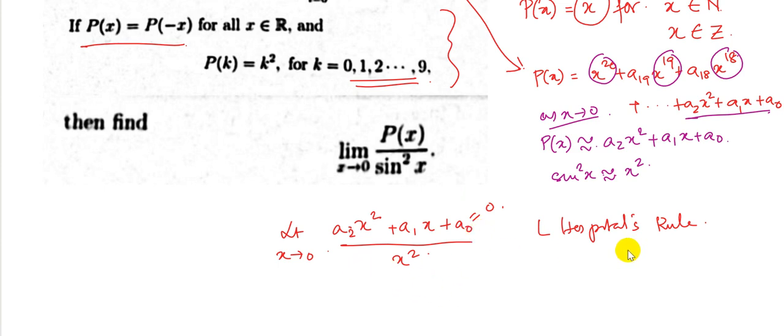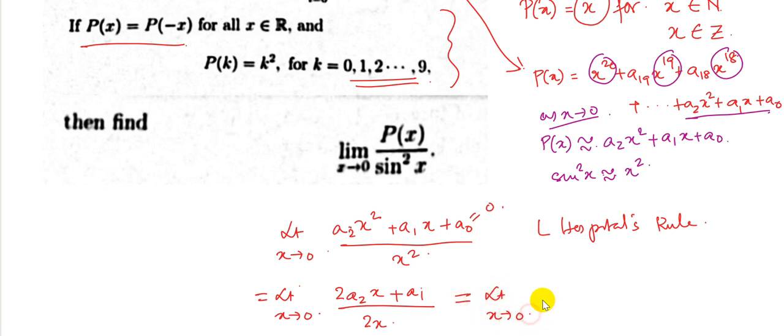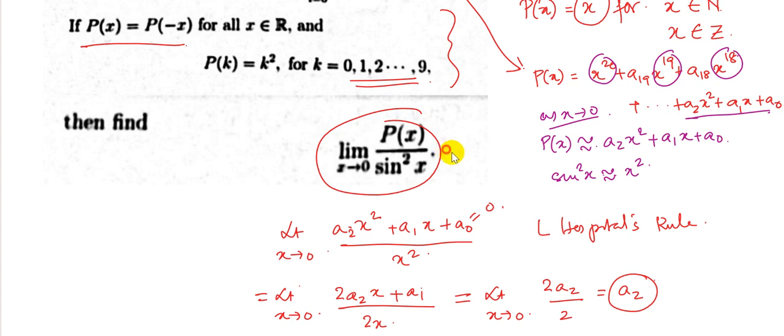So that means if I apply L'Hospital's rule, I will get limit x tending to 0 of 2 a2 x plus a1 over 2x. And if I again apply L'Hospital's, this becomes limit x tending to 0 of 2 a2 by 2, which is a2. So the limit of this function will be equal to a2.